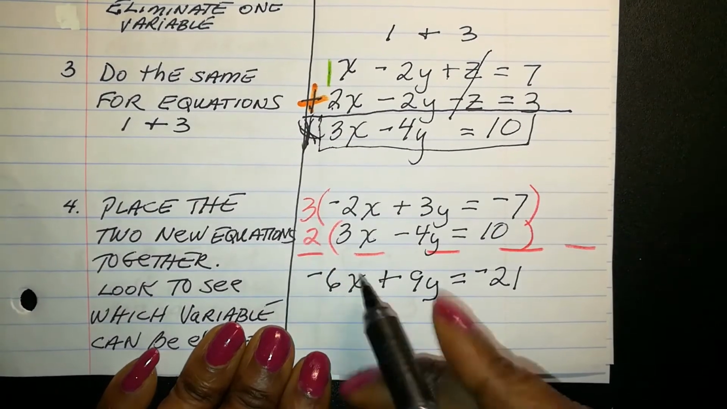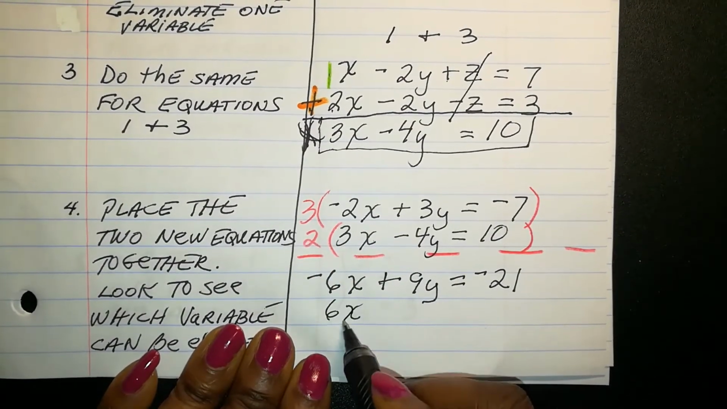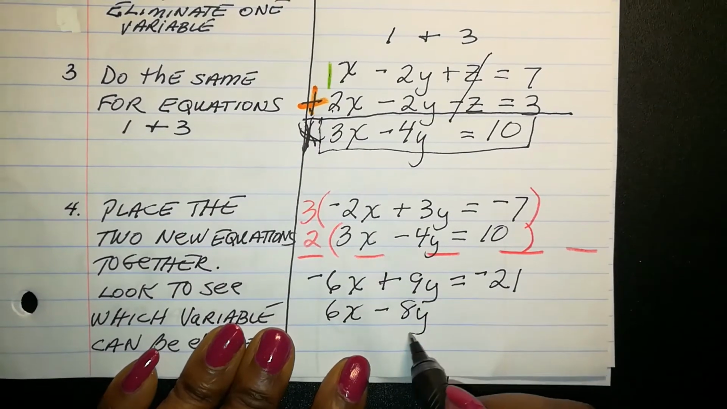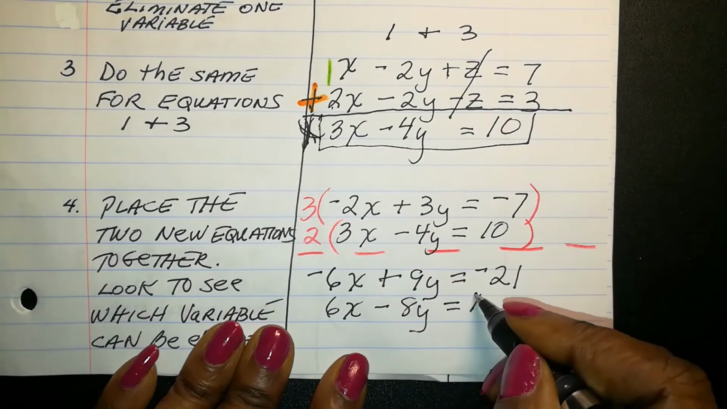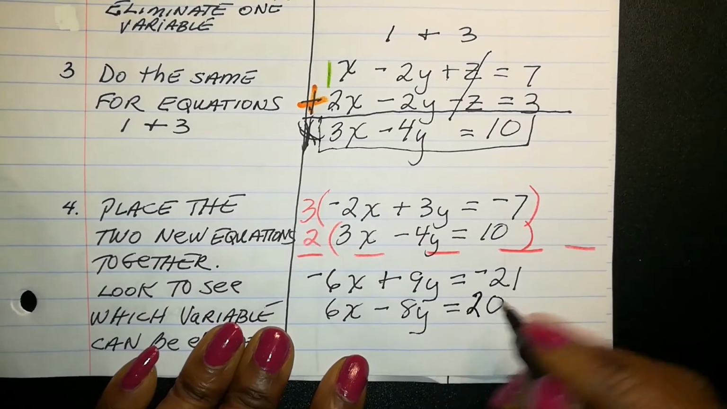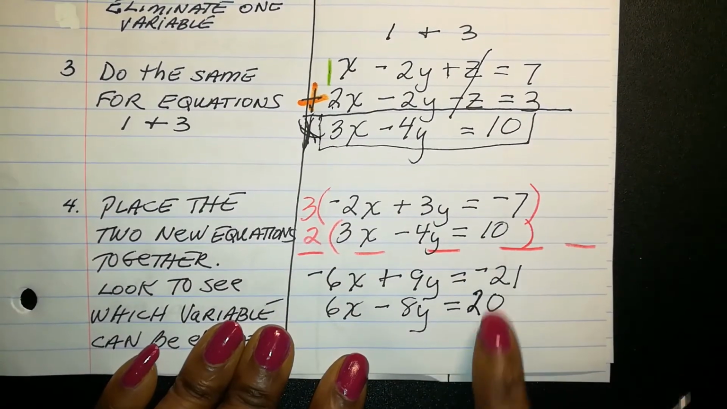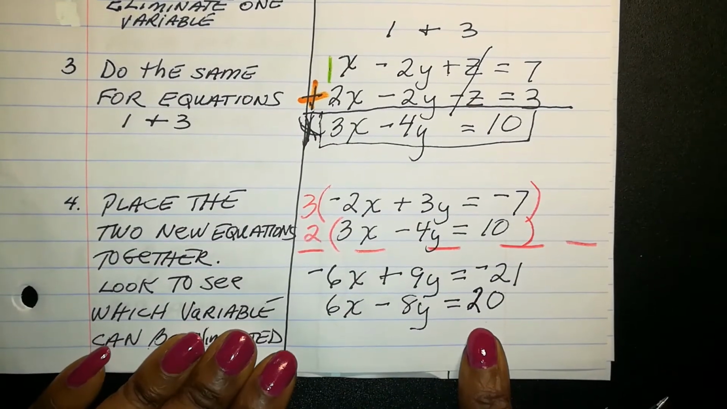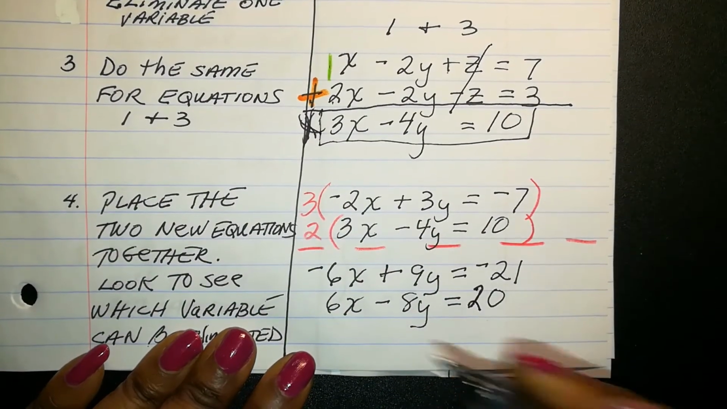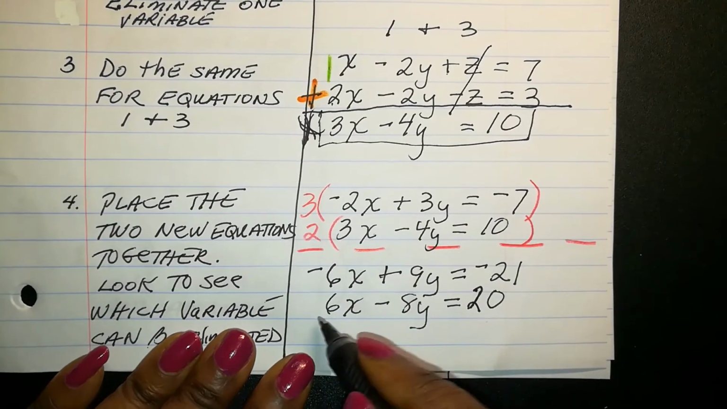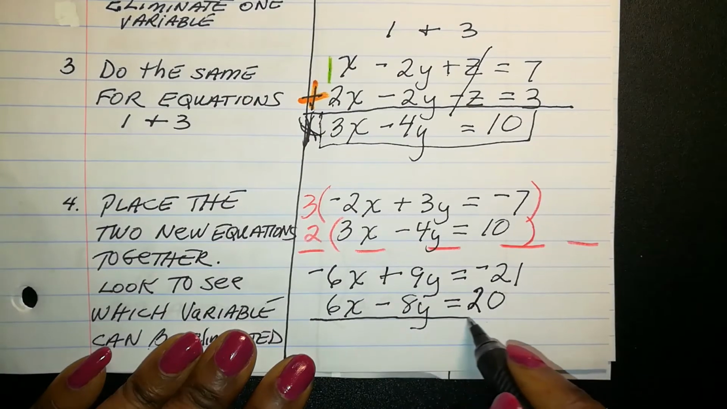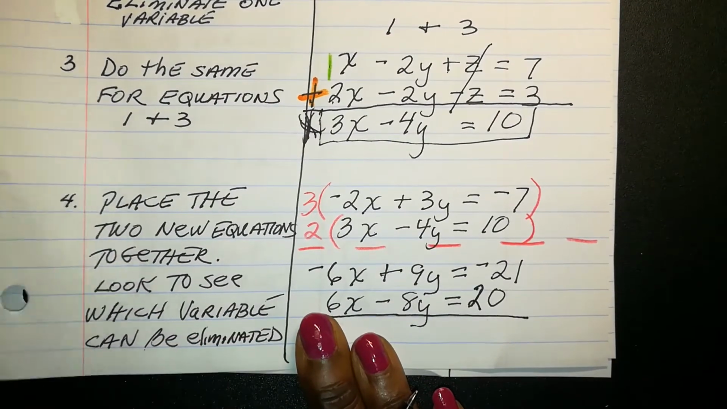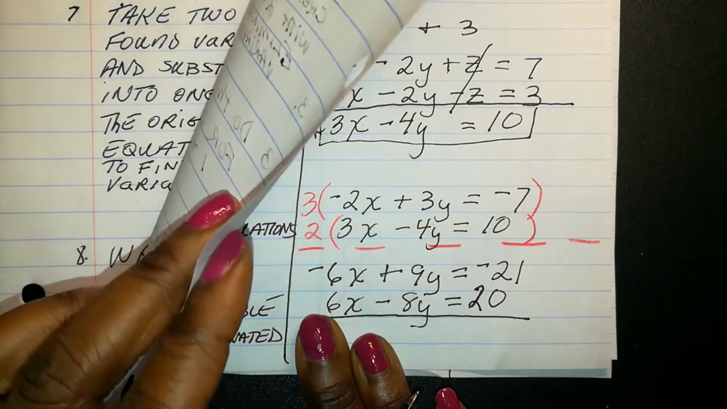If I do that, I end up with 6x minus 8y equals 10. Oops, 20, because remember, we're multiplying 2 times 10, which is 20. How are we doing so far? I hope we're doing well. All right, now we can put the two equations together. If we put the two equations together, we end up with something quite nice. It works out perfectly for us.